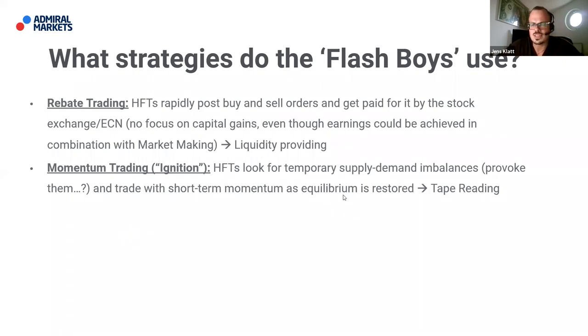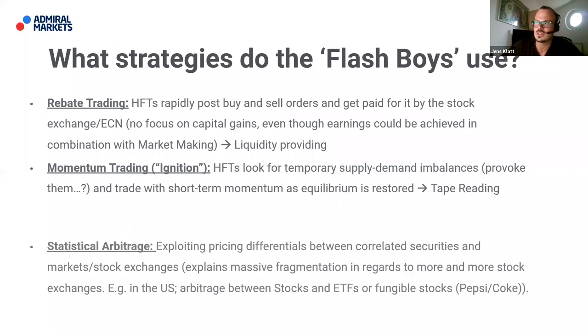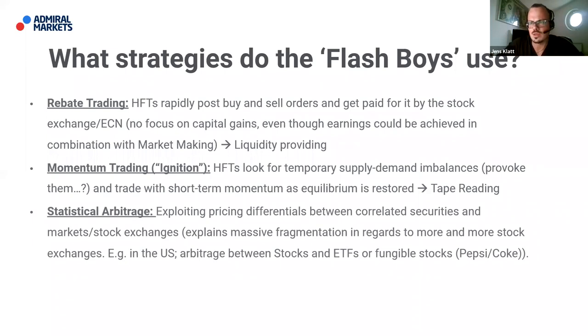So we can also refer to this as tape reading. It's a special technique, in fact, and we can also combine it with other techniques. So some probably not only trade this momentum approach, but also combine it with rebate trading, or also, and you can see there are gray areas to this, what we know as so-called statistical arbitrage. Here what you do is exploit pricing differentials between correlated securities or markets and stock exchanges. So you not only do this arbitrage in regards to rebates, but you can also do this when it comes to stock prices and ETFs, or a basket of stocks and an ETF, for example.